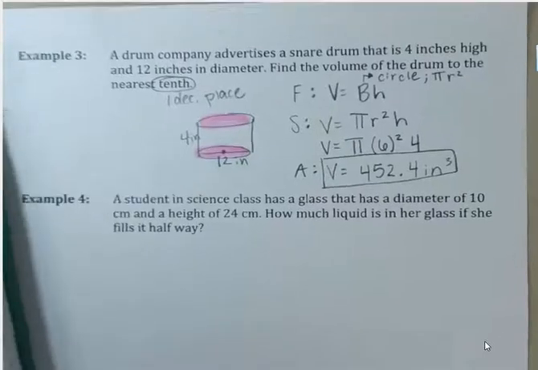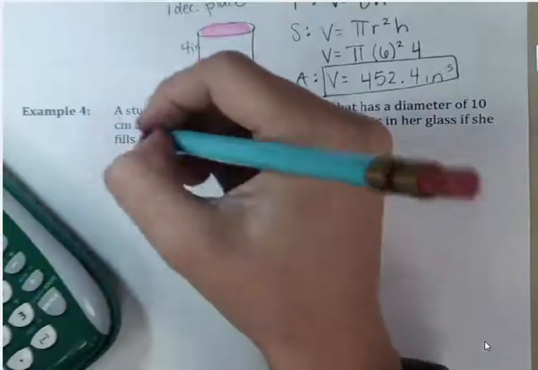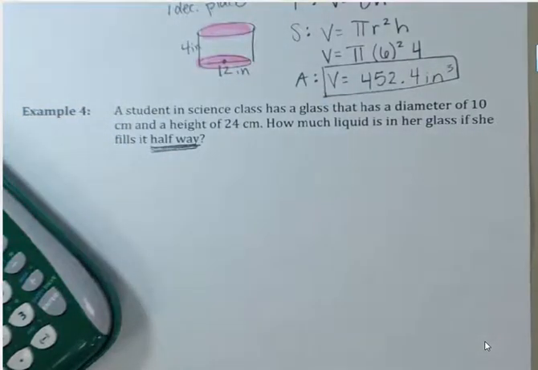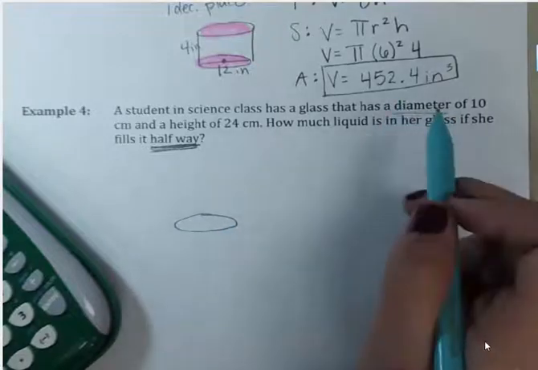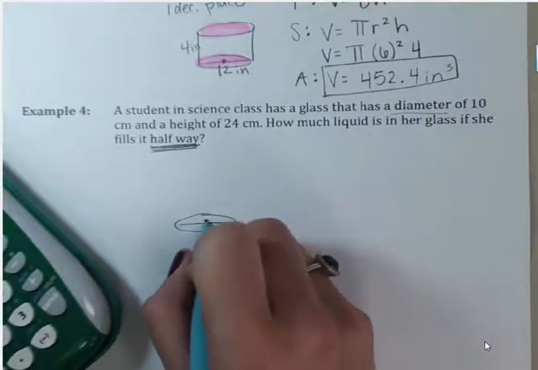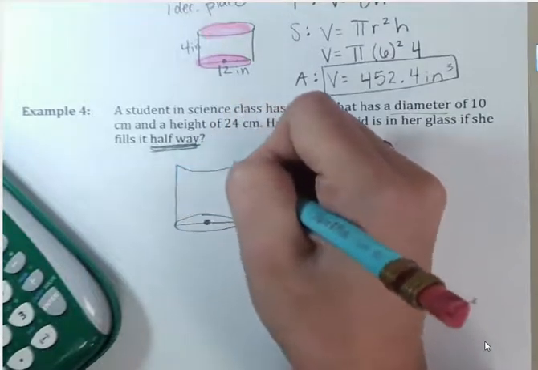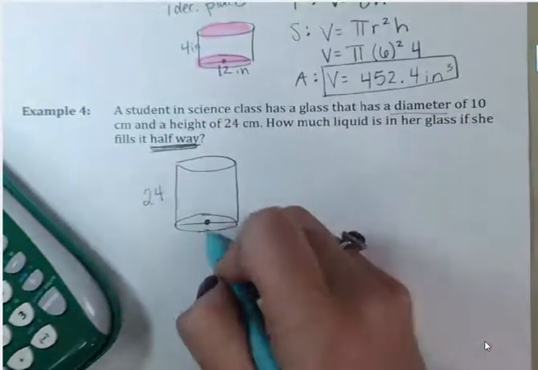Last but not least, a student in science class has a glass that has a diameter of 10 centimeters and a height of 24. How much liquid is in her glass if it fills halfway? Not all the way, halfway. Draw ourselves a picture. We know we have a glass that has a diameter of 10 and a height of 24 centimeters.